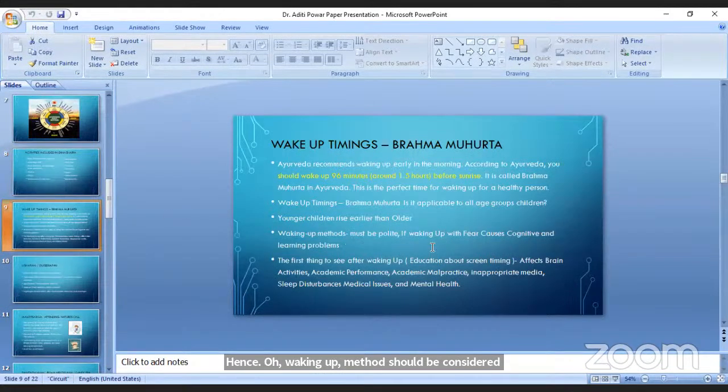The waking up method must be polite. Waking up with fear causes cognitive and learning problems. The first thing to see after waking up, the children must be educated about the screen timing.